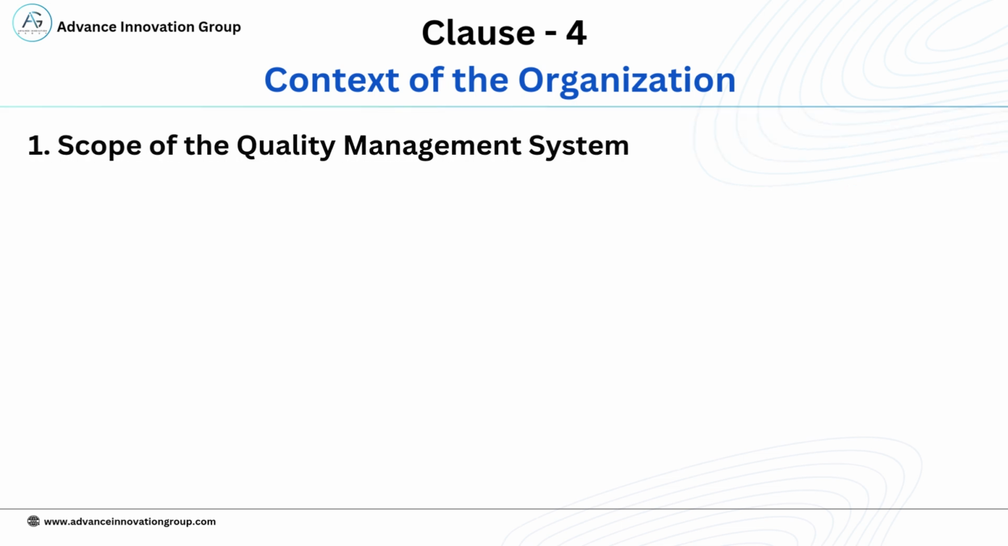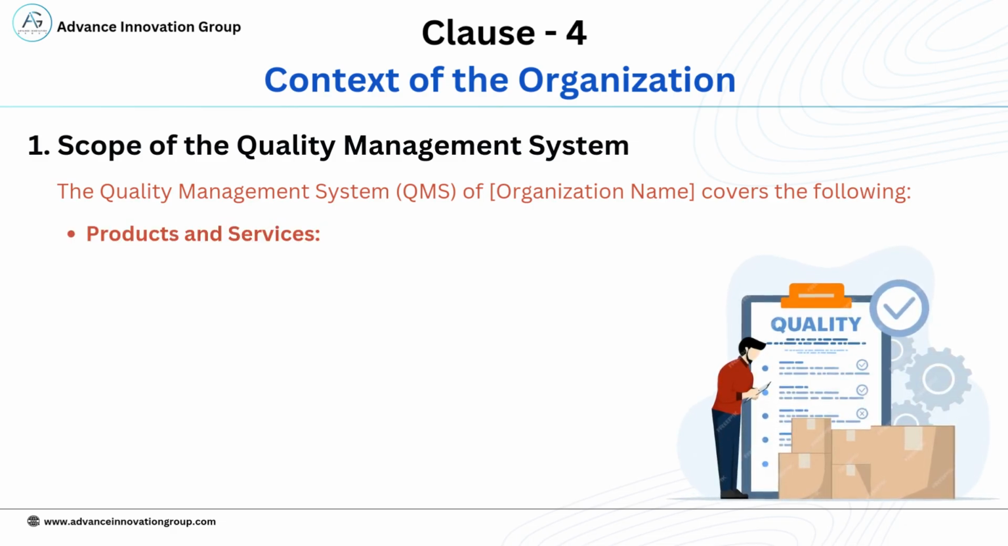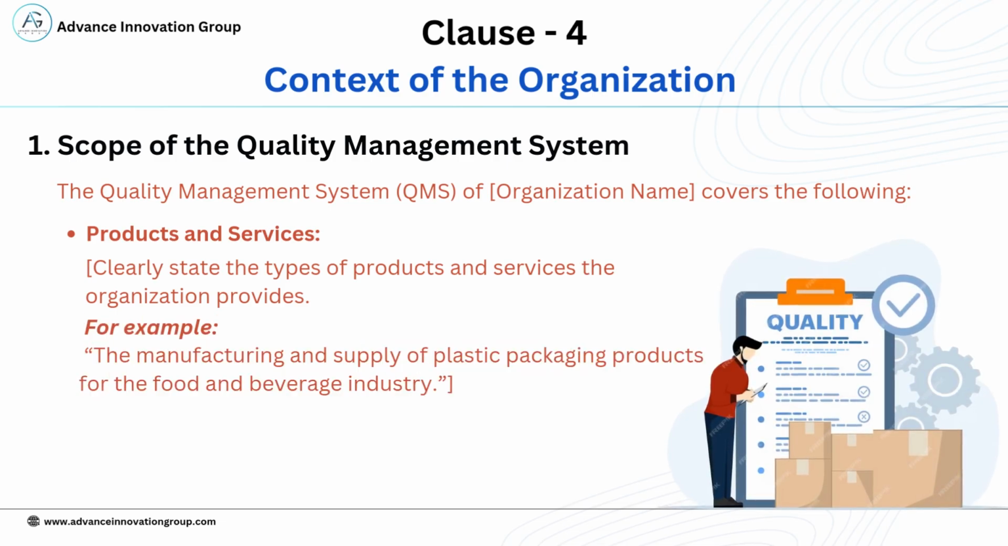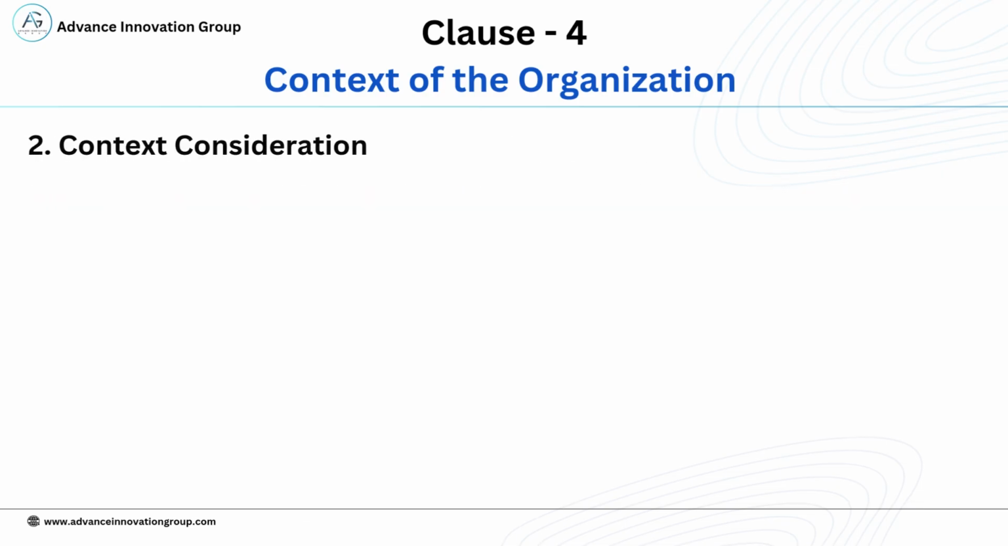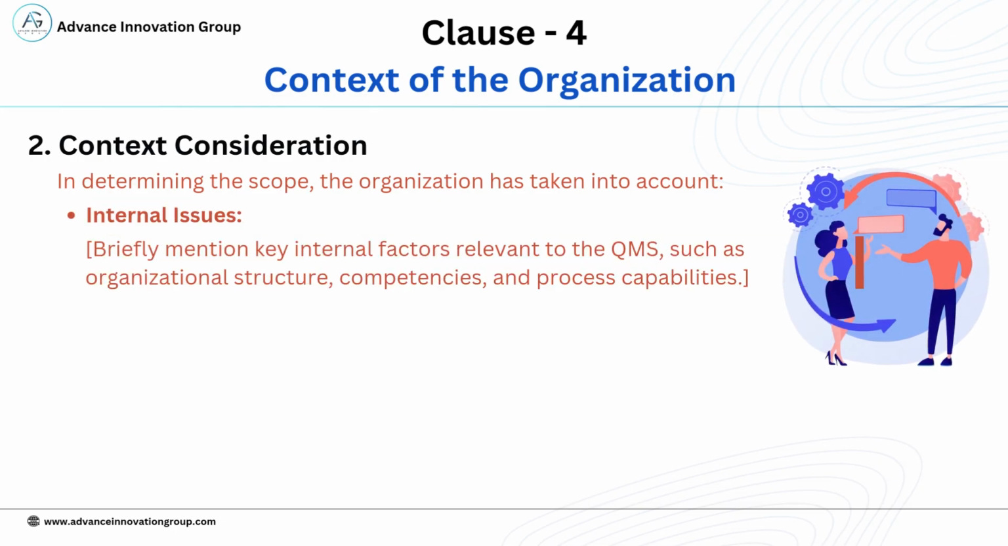1. Scope of the quality management system. The quality management system, QMS, of the organization name covers the following. Products and services: clearly state the types of products and services the organization provides. For example, the manufacturing and supply of plastic packaging products for the food and beverage industry. 2. Context consideration. In determining the scope, the organization has taken into account internal issues. Briefly mention key internal factors relevant to the QMS, such as organizational structure, competencies, and process capabilities.